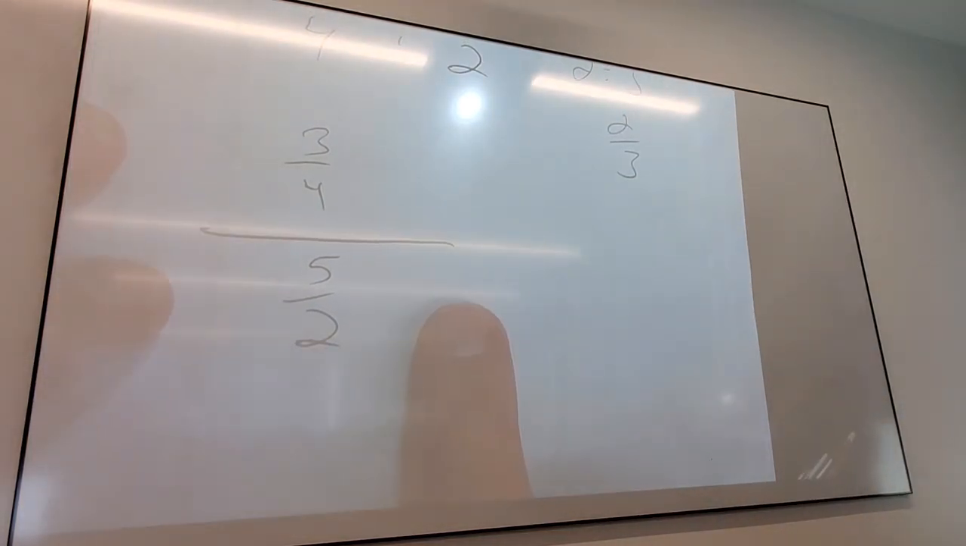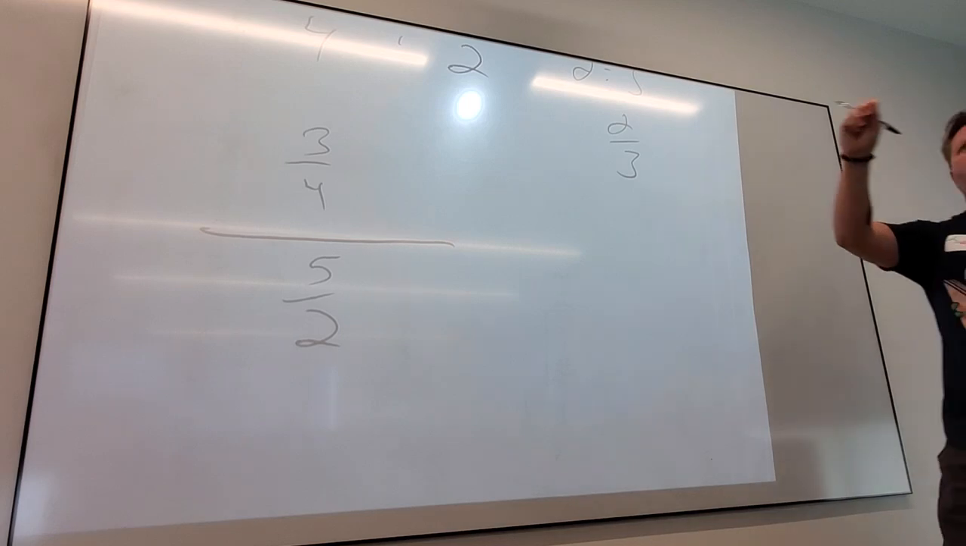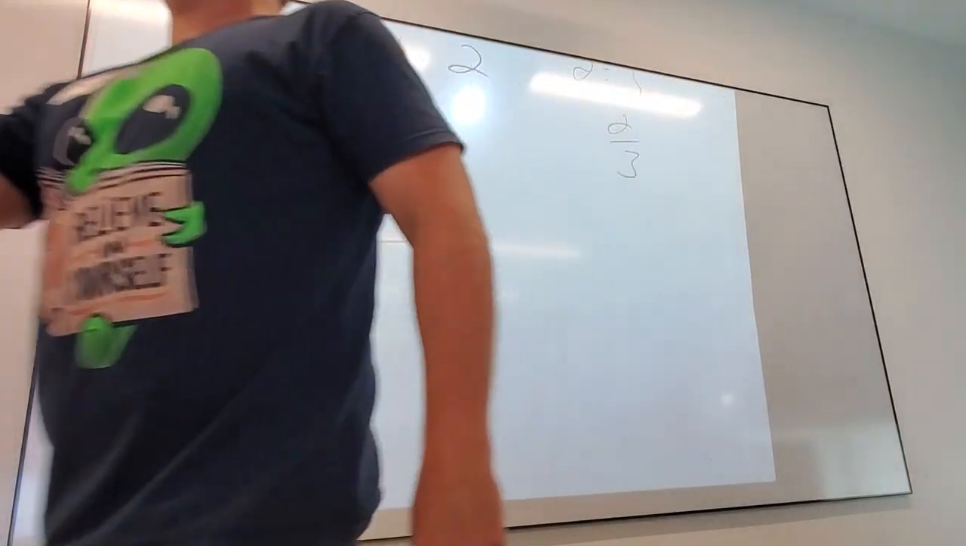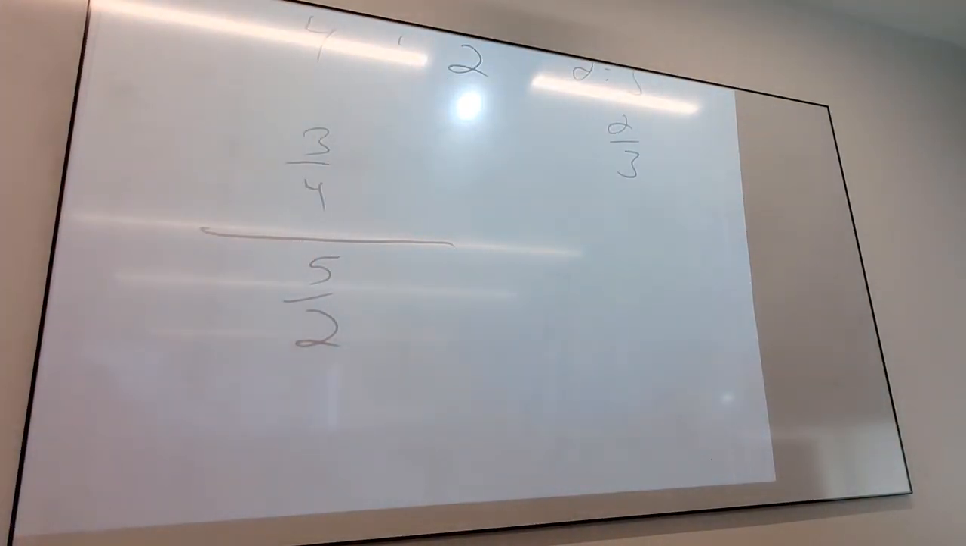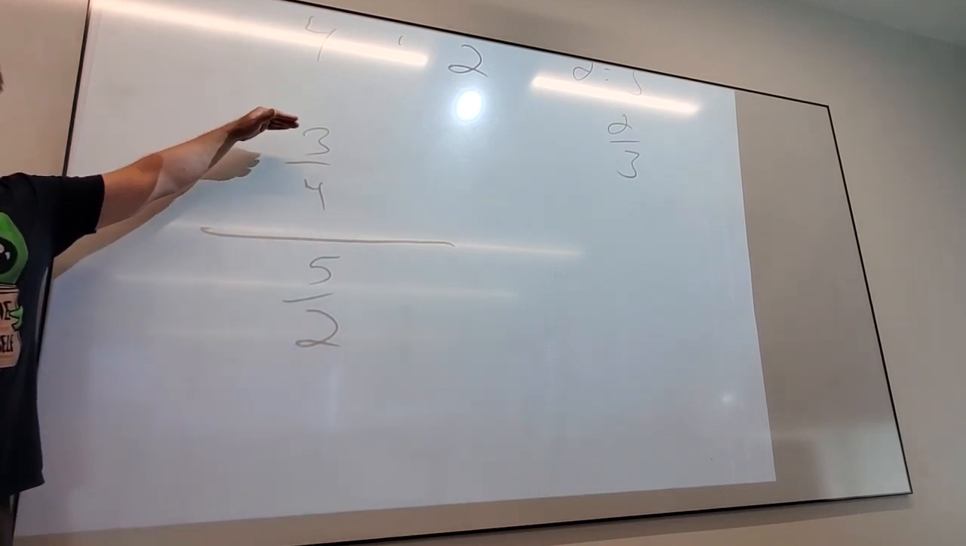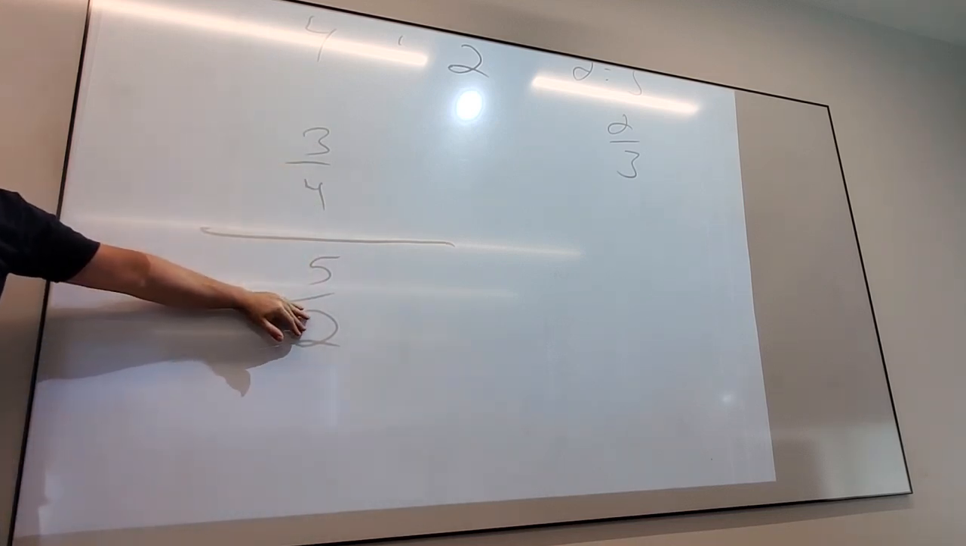Can somebody tell me what is the absolute best number to have in the denominator? 1. Do you agree with me? If the bottom is 1, that's great. 7 over 1, you're like, oh, you're 7. Is our bottom 1? No. So, I'm allowed to multiply top and bottom by anything I want except 0, correct?